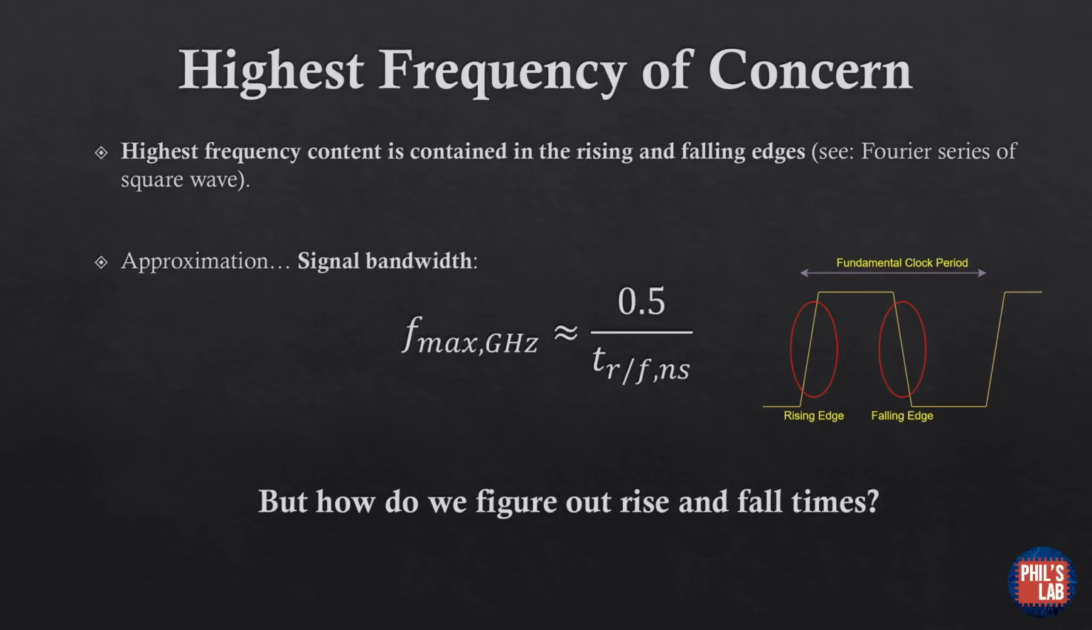Typically we don't go to that much effort, and we can derive a simple approximation to give us the signal bandwidth: in gigahertz it is 0.5 divided by either the rise or the fall time, depending on which is the fastest, in nanoseconds.